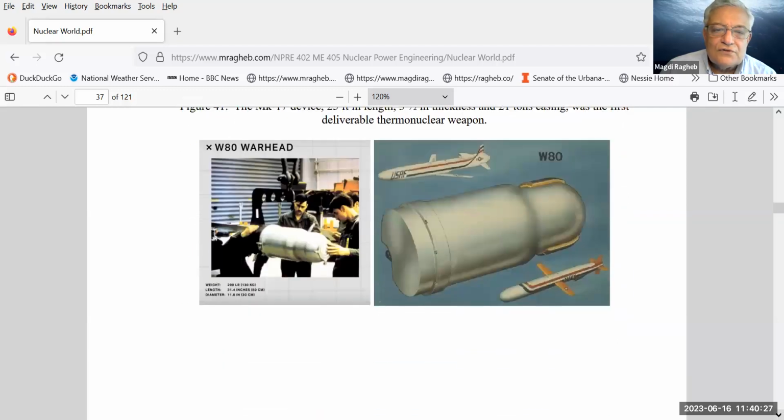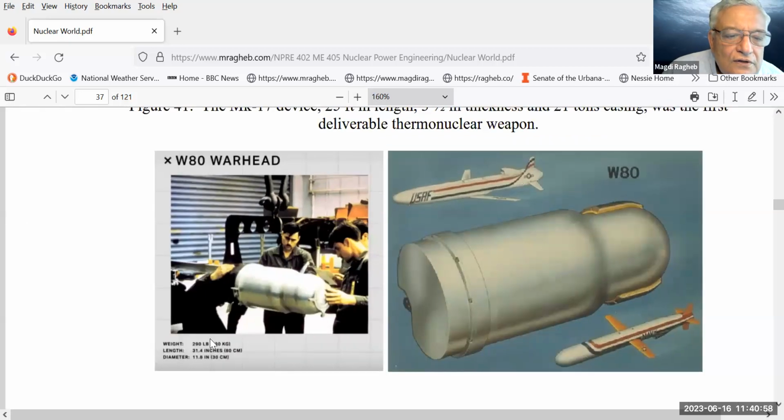However, in today's world, those devices have been miniaturized. Miniaturized to the point where, look at these two gentlemen here carrying, in fact, a fusion device. And you could see here the spherical part is the fission primary, and the cylindrical part would be the secondary. It is not very heavy. In fact, let me see, that's 290 pounds or 130 kilograms.